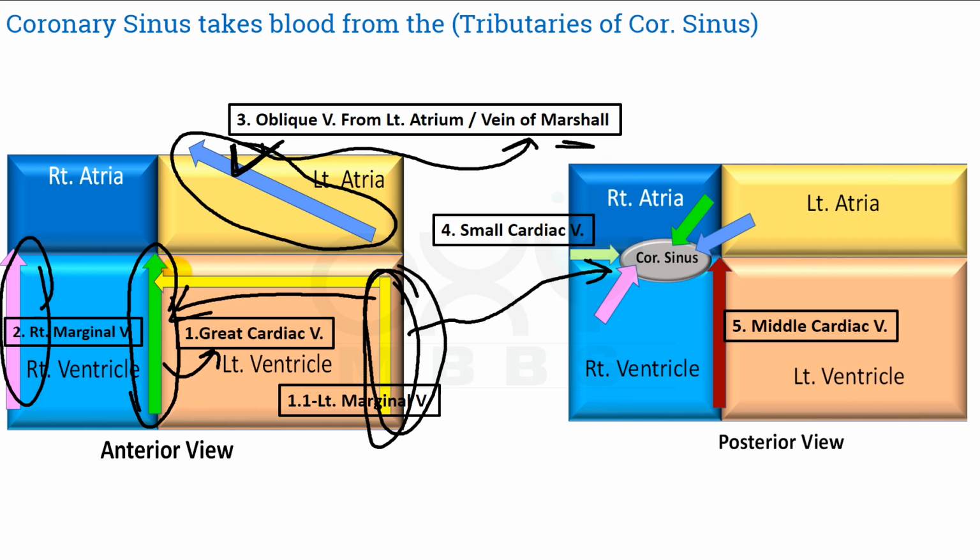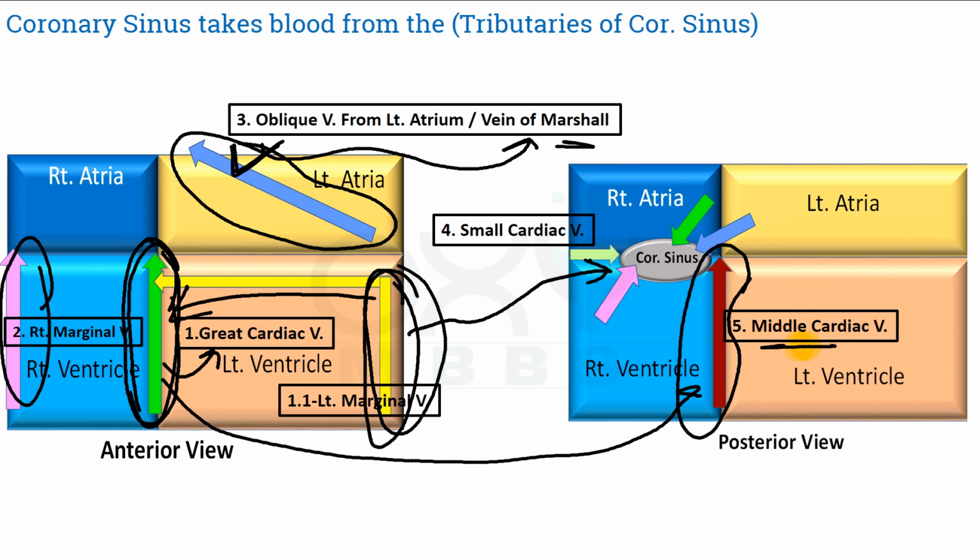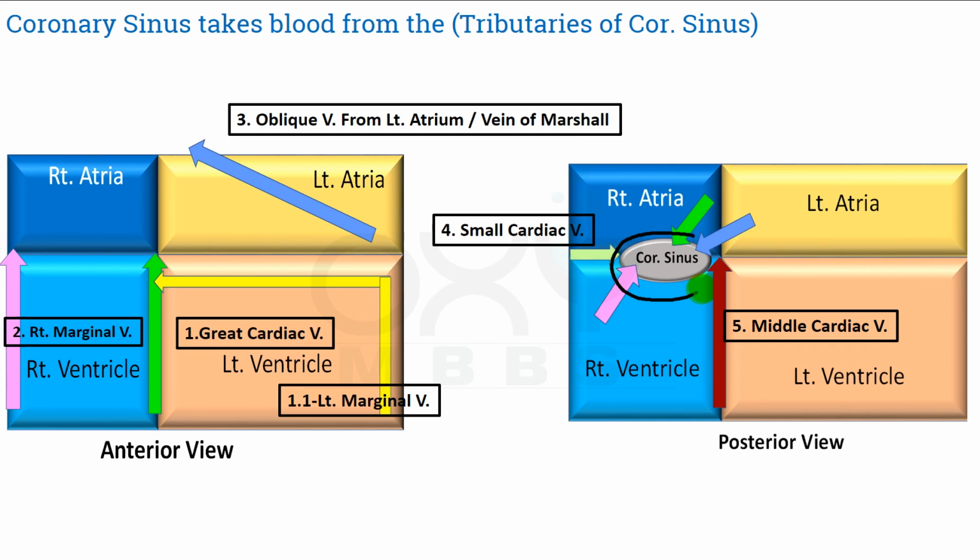And similar to the great cardiac vein that is present in the anterior interventricular groove, a vein that is present in the posterior interventricular groove is called the middle cardiac vein. And these are the small cardiac veins which are present in the right coronary sulcus, on the posterior side. So this coronary sinus takes blood from the great cardiac vein, the middle cardiac vein, the oblique vein from the left atrium that is also called the vein of Marshall, the right marginal veins and the small cardiac veins.